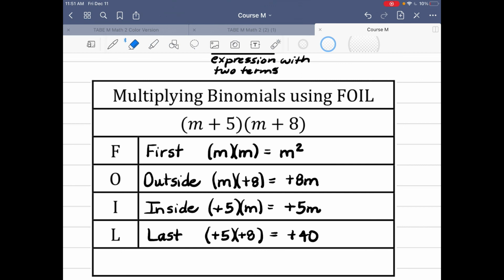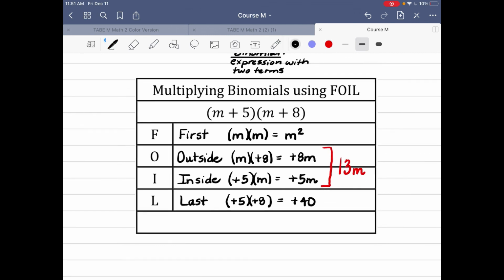The next thing we need to do is to combine like terms, and that's going to be right here. You see those m terms? I have 8 plus 5, that's a total of 13 m's. 8 and 5 make 13. So here is my final answer. M squared plus 13m plus 40.